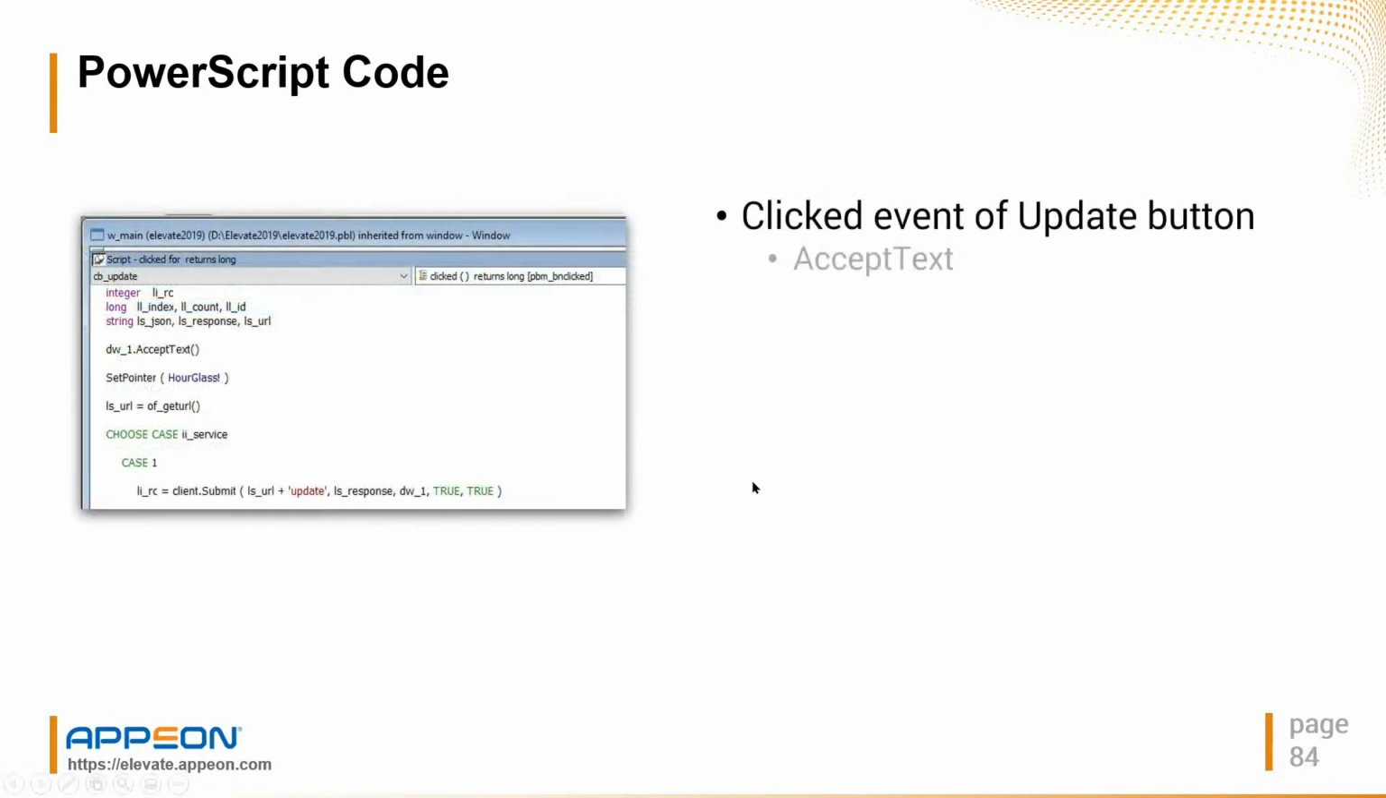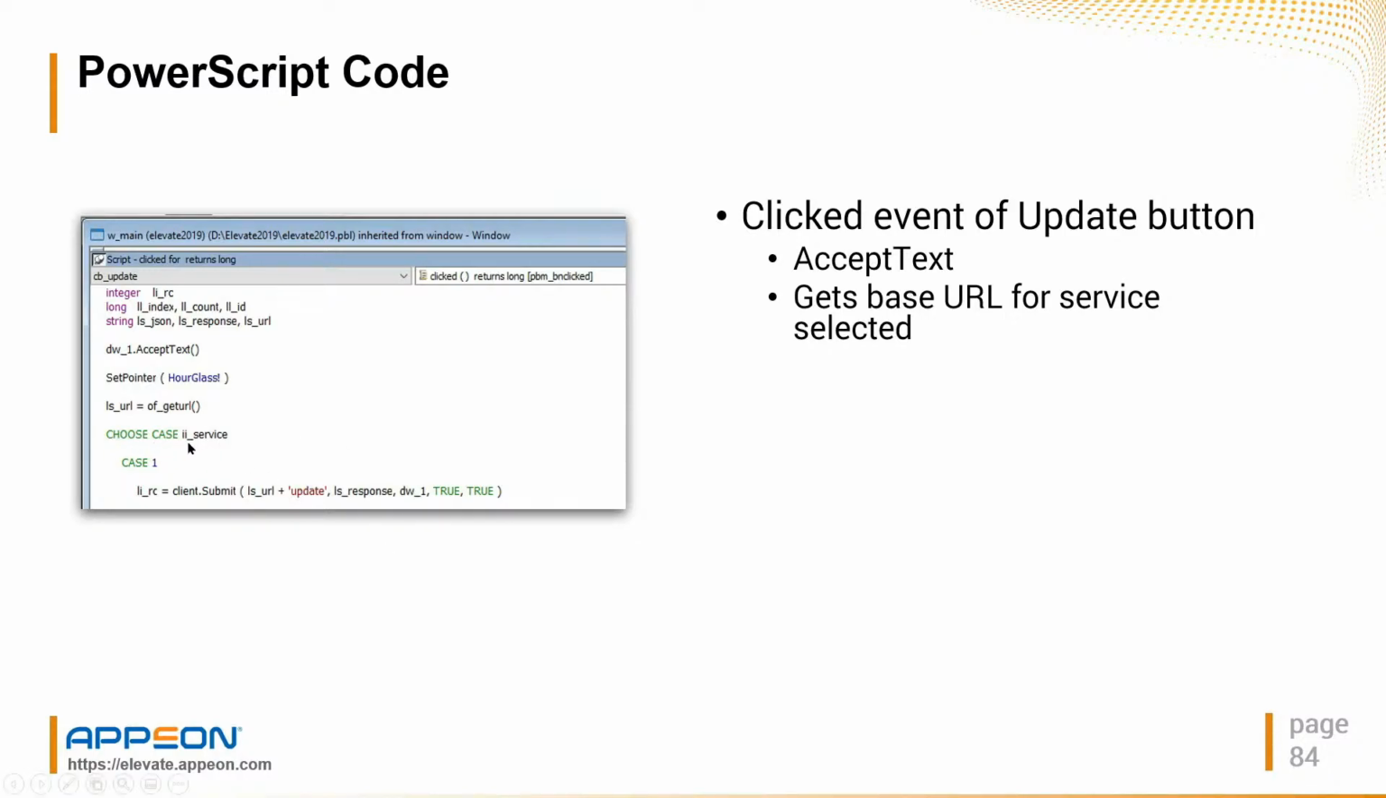This is the update event. Update button. So I'm doing accept text, kind of the standard stuff you do with the data window. Set pointer hourglass, just so the user knows something's going on. Here I'm getting the base URL again because I'm going to be referencing the update for the data store approach, or the update, add and delete methods for the client agnostic approach.